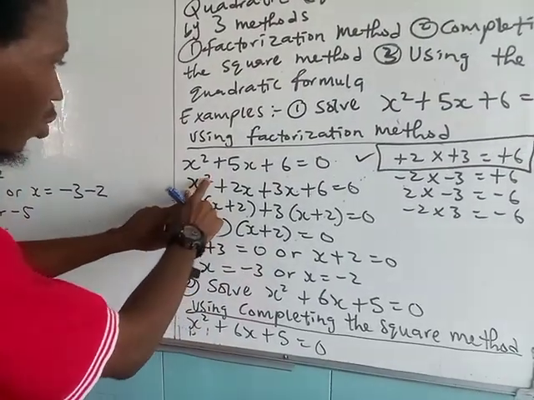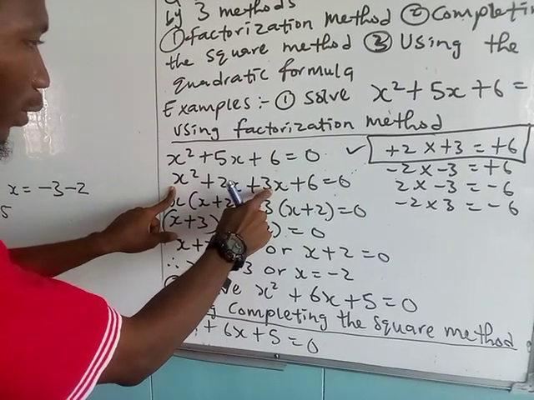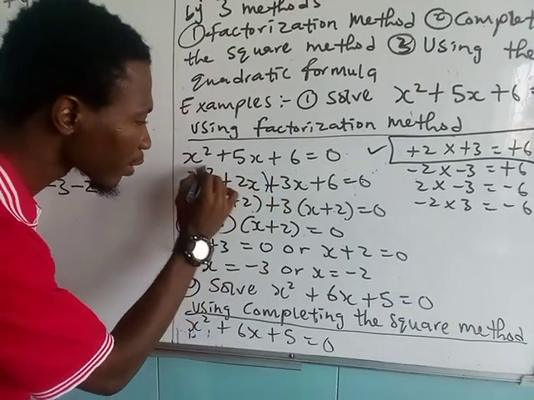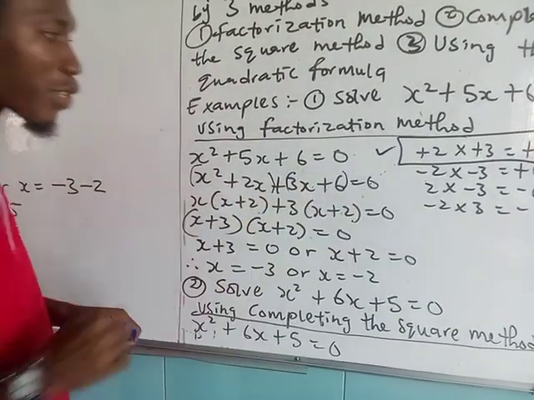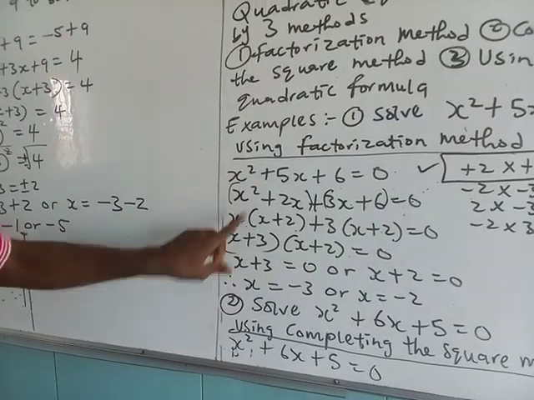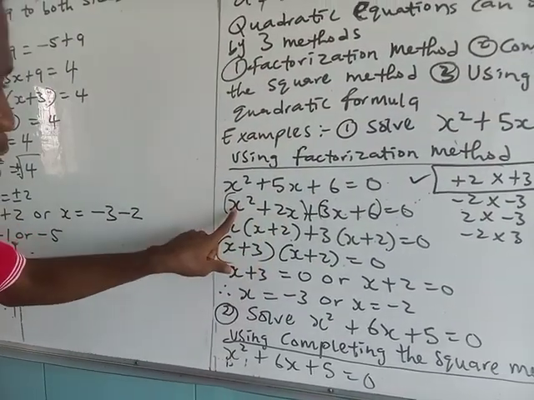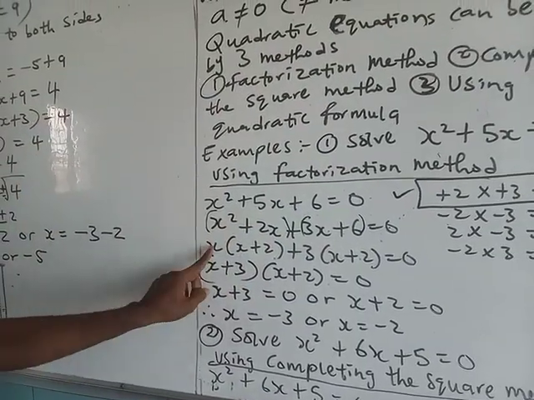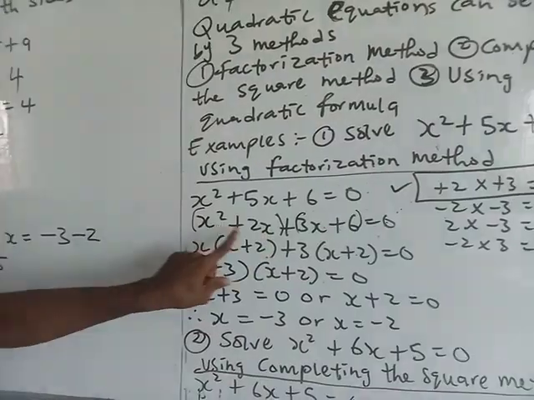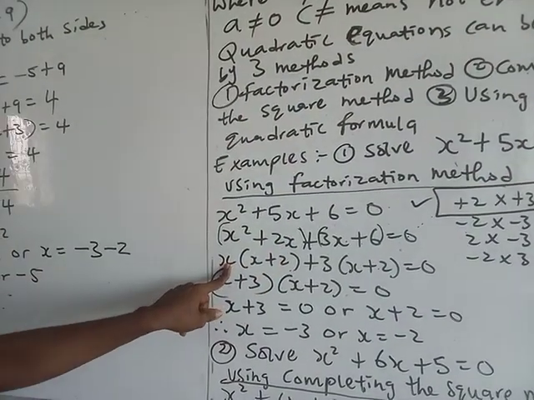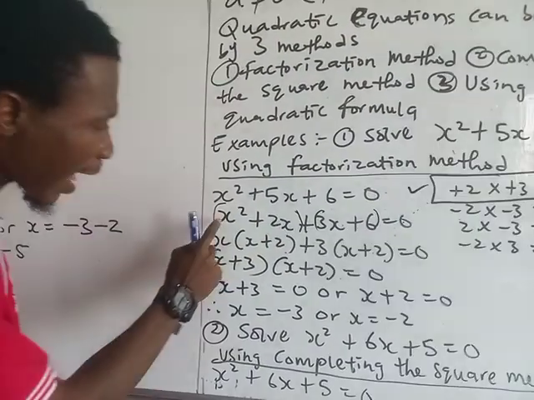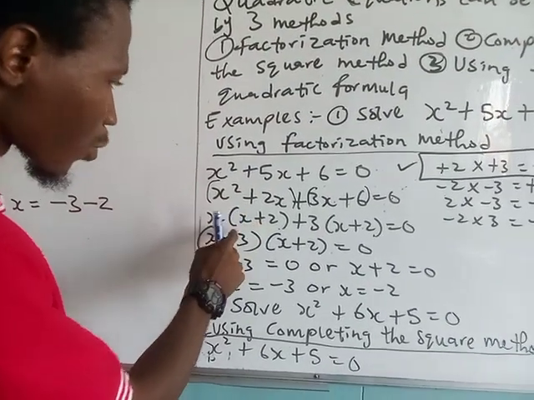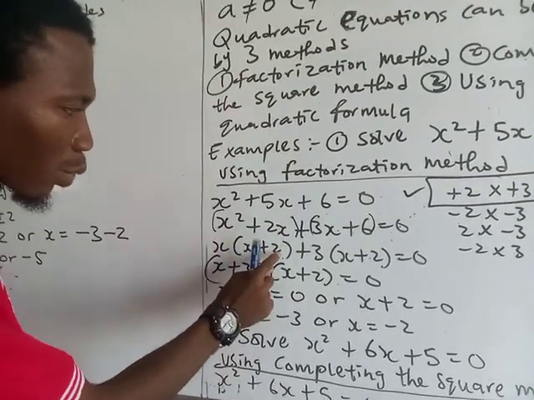Now looking at this, it is x squared plus 2x plus 3x plus 6. We are going to break it into a simple way that we can work with. If we look at this now, we have x squared and we have 2x. What is common in them? It is x that is common. So since x is common in both expressions, we are going to factor out x. Then x squared divided by x will give you x, plus 2x divided by x will give you 2.